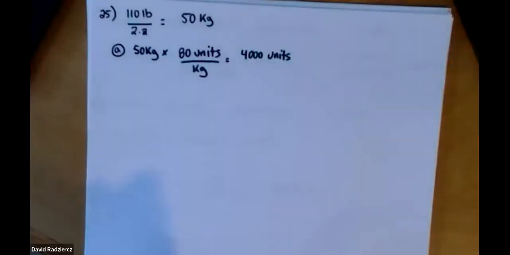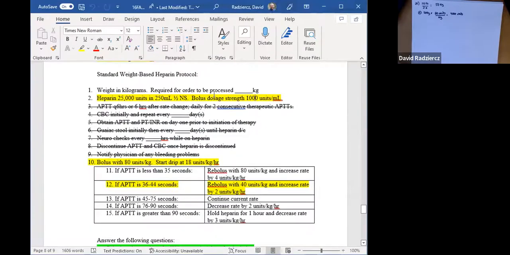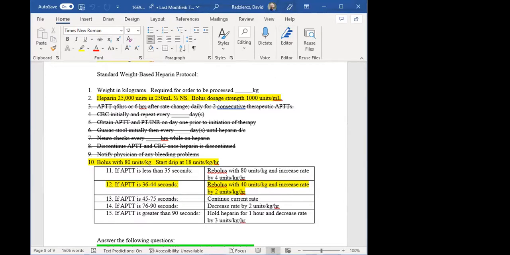The next thing is we need to convert the units to milliliters. And that's where we look at step 2 of the protocol, where it tells us the 1,000 units per milliliter. So I'm just going to pull that back up. Right here where it says 1,000 units per milliliter is the bolus dosage strength. That's where I'm getting that information from. Okay, so 1,000 units comes from there.